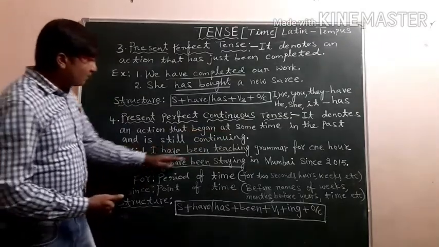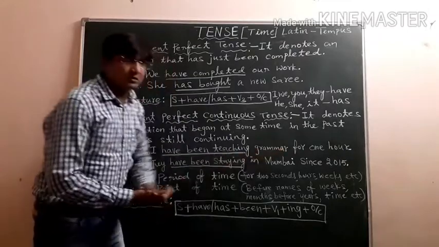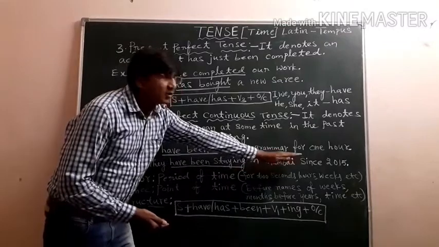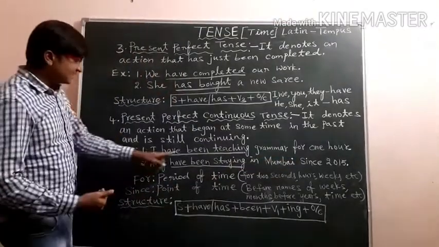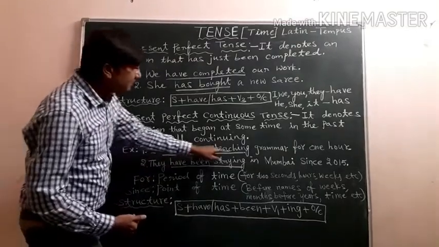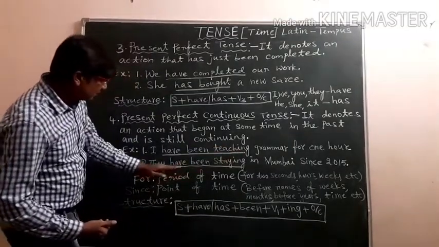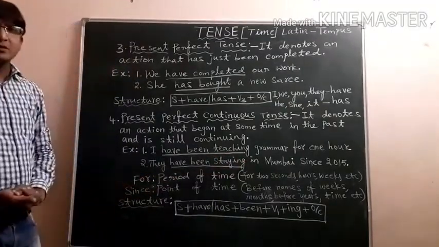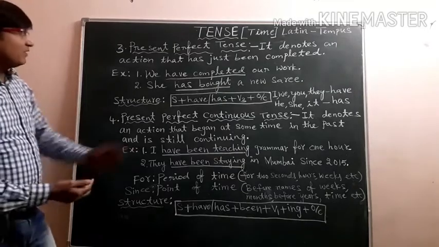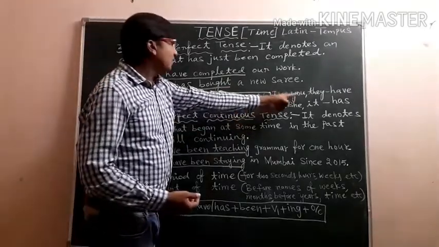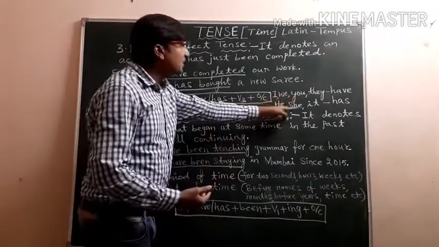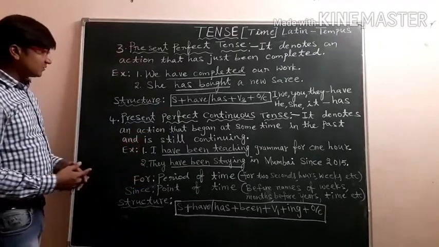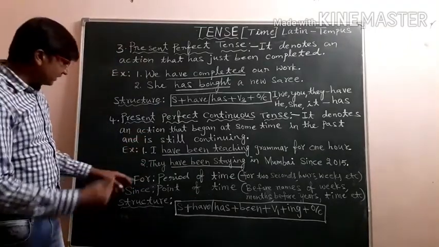Here: "I have been teaching grammar for 1 hour." "They have been staying in Mumbai since 2015." If we see the structure here, have been teaching, and again have been staying in Mumbai since 2015. Again here we use I, we, you, they have been, and for he, she, it we will use has been.